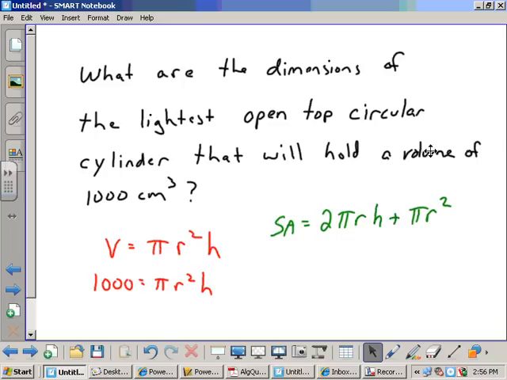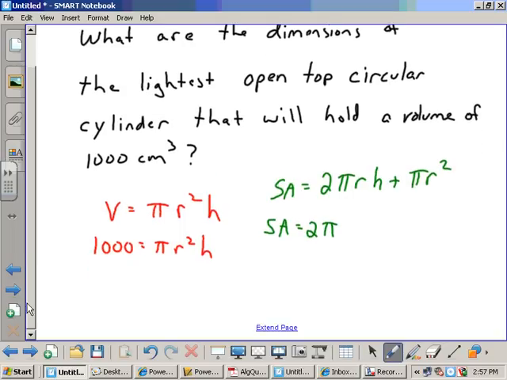Okay, next we have to write the surface area equation. That's what we're trying to minimize in terms of one variable. So surface area is equal to 2 pi r. Go back to my secondary equation. Solve for h by dividing both sides by pi r squared.